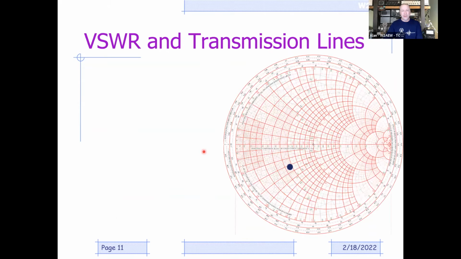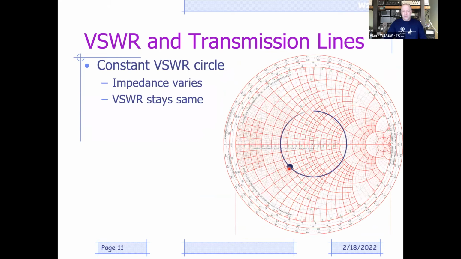So again, let's talk about SWR now on transmission lines. I've got a complex impedance here. As I mentioned on the previous slide, if we draw a circle that crosses that line, centered at the center of the chart, what we're saying is that the VSWR and the magnitude of the return loss and the SWR are the same for any impedance anywhere along that line.